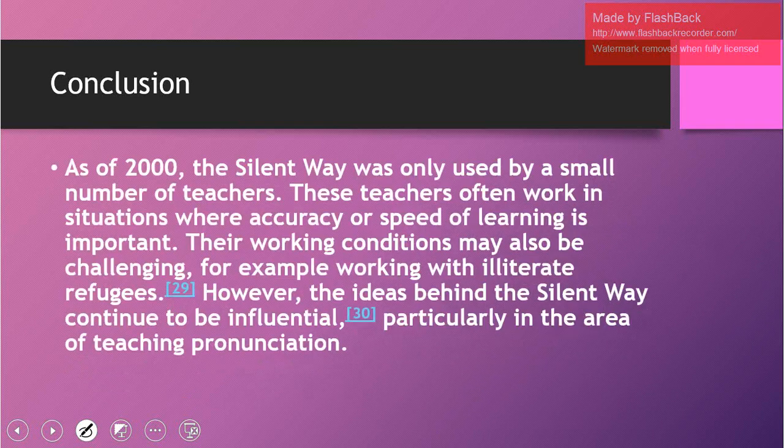So what is the conclusion? As of 2000, the Silent Way was only used by a small number of teachers. These teachers often work in situations where accuracy or speed of learning is important. Accuracy is important. Their working conditions may also be challenging, for example, working with illiterate refugees. In such a situation, when someone is illiterate, sounds are taught with colors and with these teaching materials. However, the ideas behind the Silent Way continue to be influential, particularly in the area of teaching pronunciation.